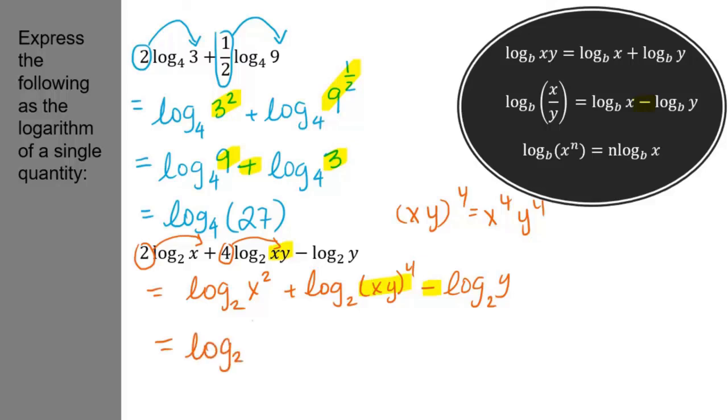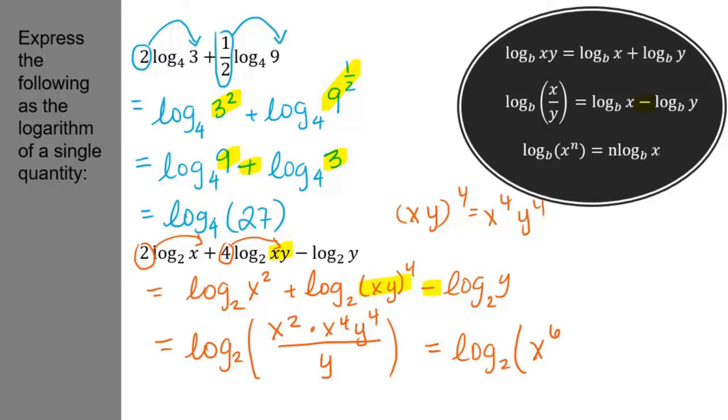This will be the logarithm to the base 2 of x squared times x to the power of 4 times y to the power of 4, all divided by y. Now I do have some simplification I can do inside those brackets. So to finish off this problem, I'll simplify x squared times x to the power of 4. That gives us x to the power of 6, and y to the power of 4 divided by y is y to the power of 3.